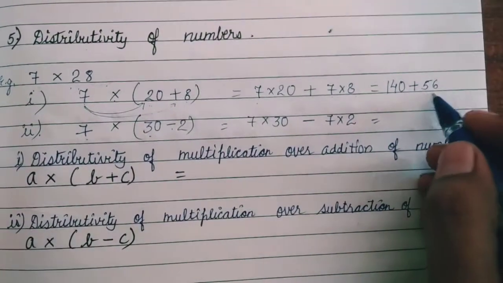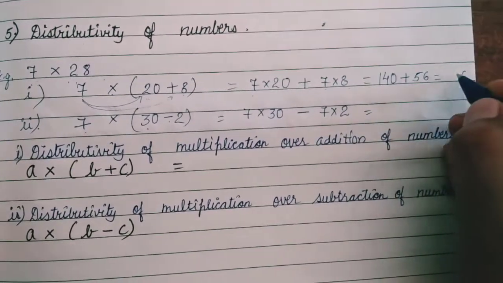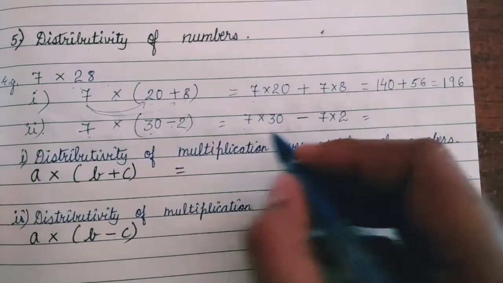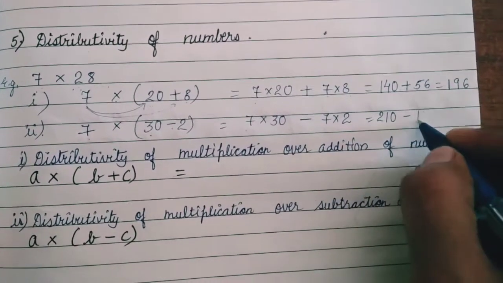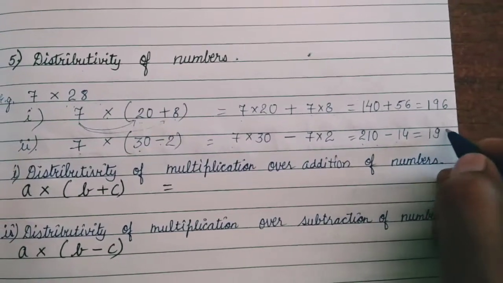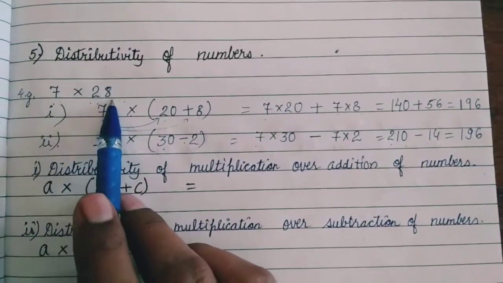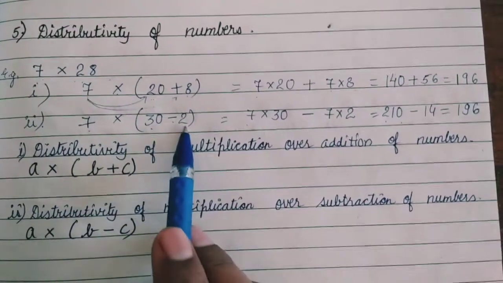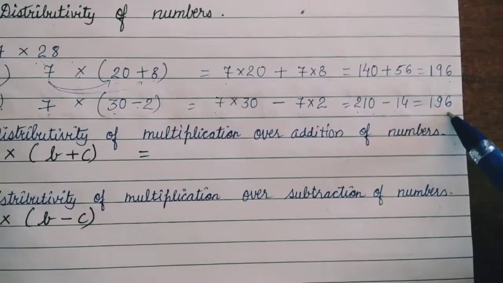Okay. Simply when we add them, 6 plus 0 is 6, 5 plus 4 is 9, 1 as it is, and 7 30s is 210 minus 7 2s are 14, and 210 will subtract 14 and give us 196. In both the cases, when we are distributing 28 in the form of addition and when we are distributing 28 in the form of subtraction, we got same 196 and 196 as it is.